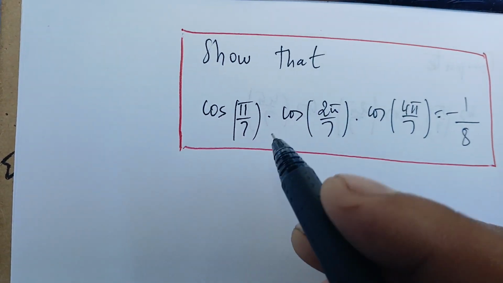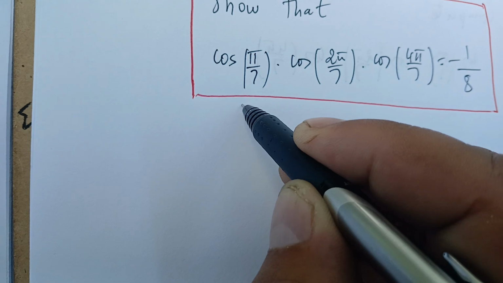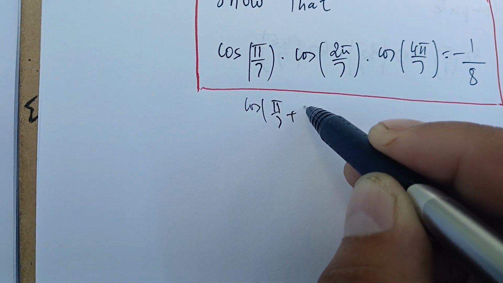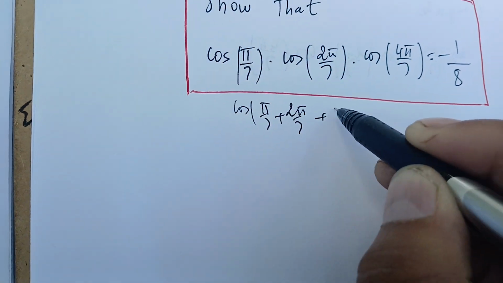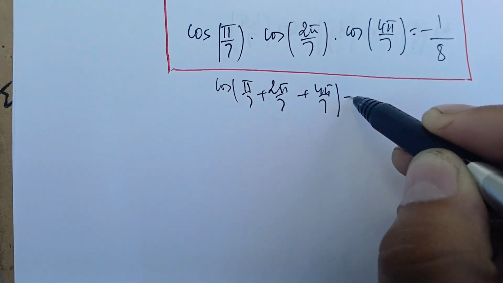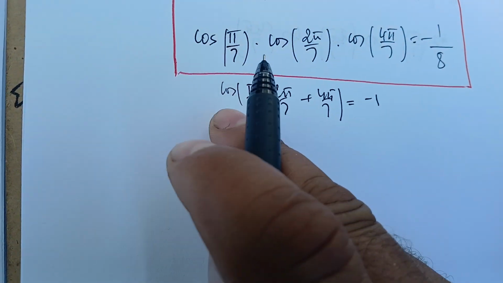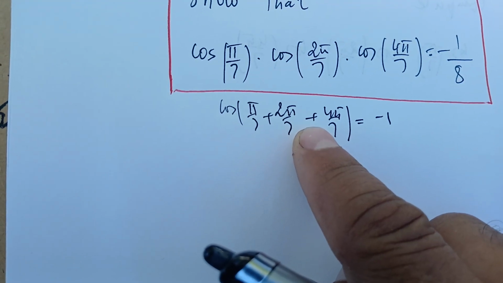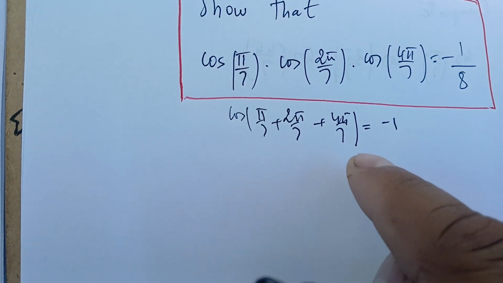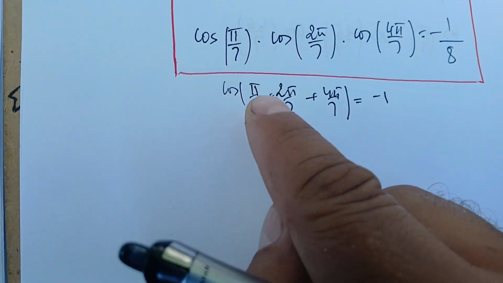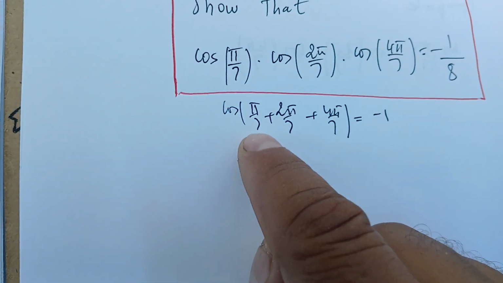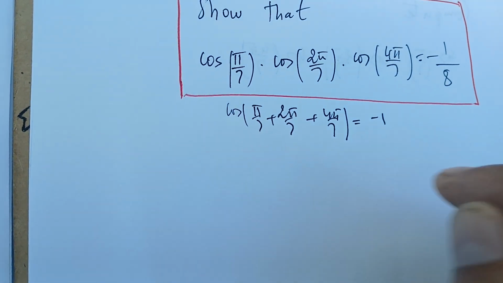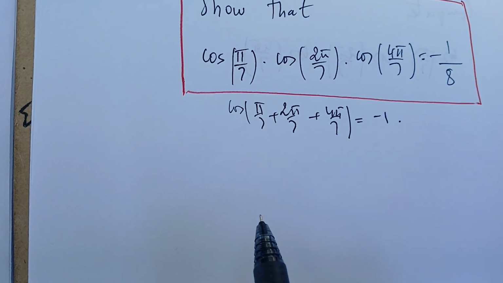A longer way is to compute the cosine of pi over 7 plus 2 pi over 7 plus 4 pi over 7, which is equal to minus 1, and use the formula for the cosine of a sum of three angles. Okay, so this is going to be longer, and the issue that we will face is that we don't know the value of cosine pi over 7. It's going to appear three times.